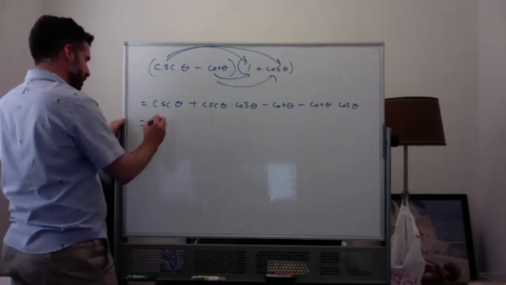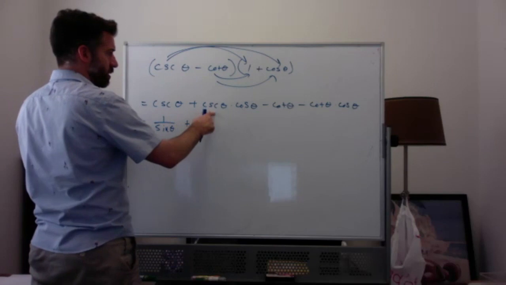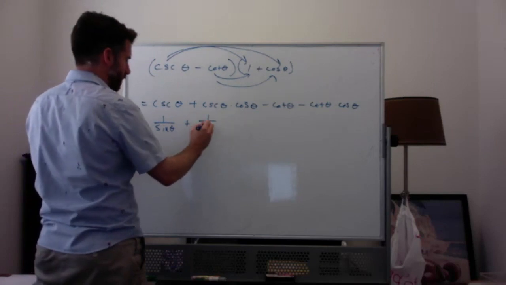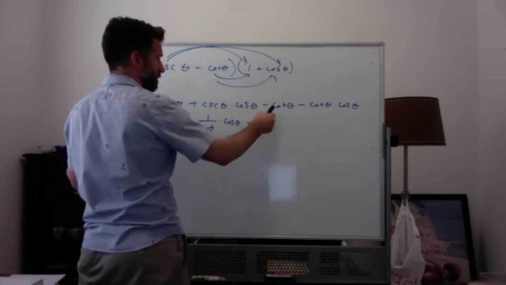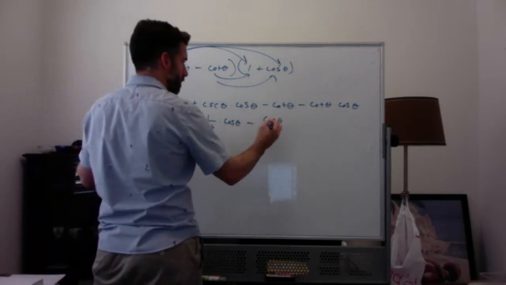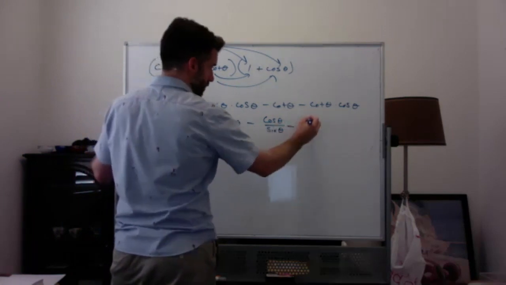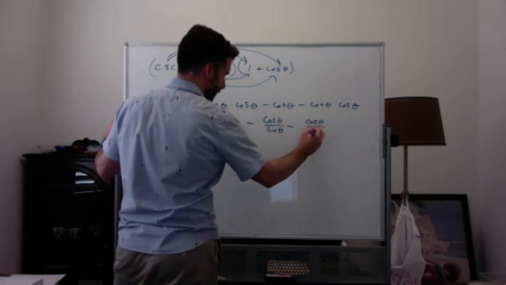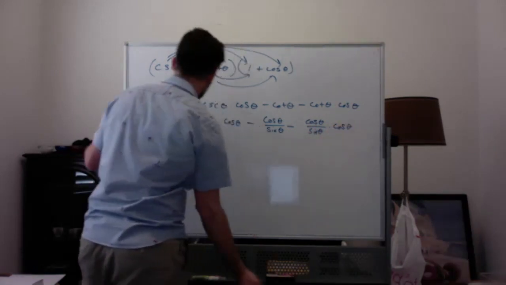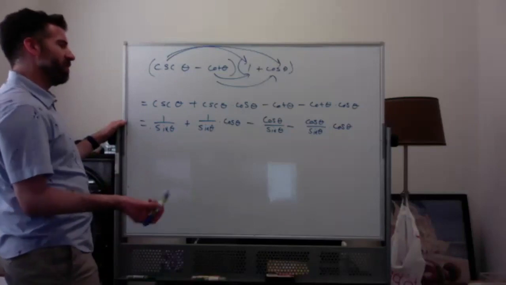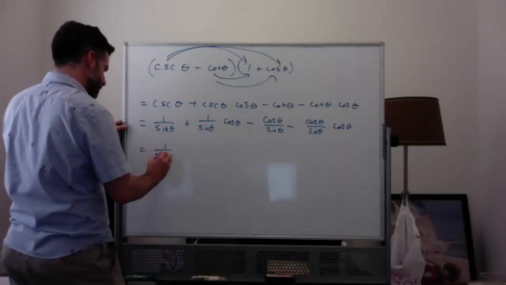This is going to be 1 over sine plus cosecant of theta is also 1 over sine theta times cosine theta. Cotangent of theta is cosine theta over sine theta. And again, cotangent is cosine theta over sine theta times cosine theta. So we can do a little bit of simplifying. This is 1 over sine.